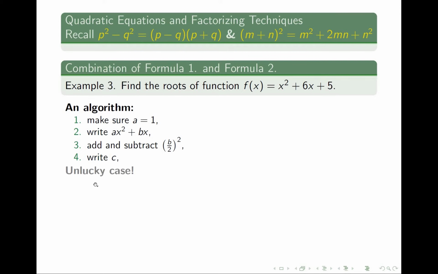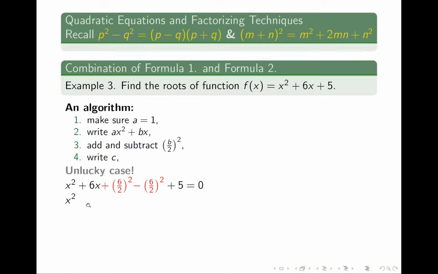So we go through the unlucky case. We made sure that a is equal to 1, so we write x squared plus 6x plus (6 divided by 2) squared minus (6 divided by 2) squared, and then we write plus 5. We would like to find the zeros of this function, so we put it equal to 0. Please observe that the sum of these two terms is 0, so we didn't change anything in the original function.